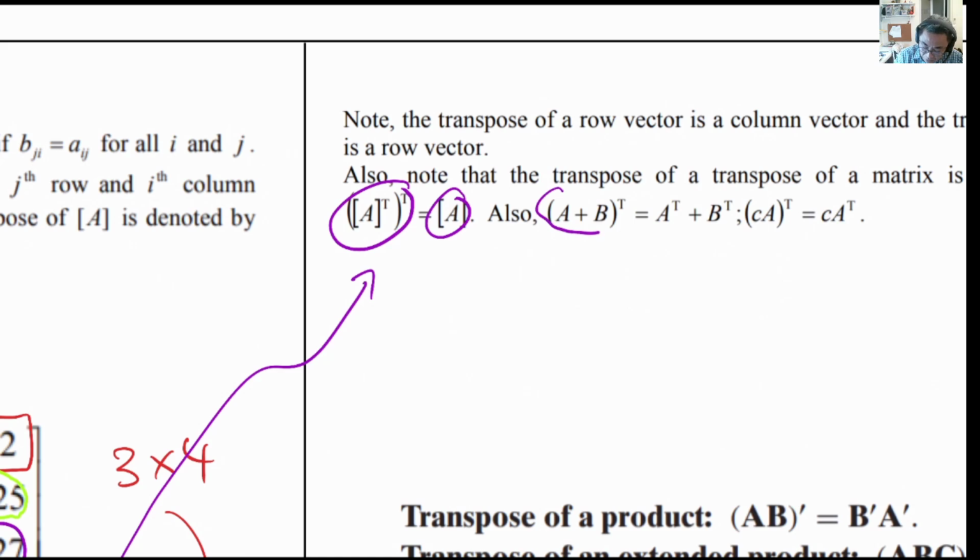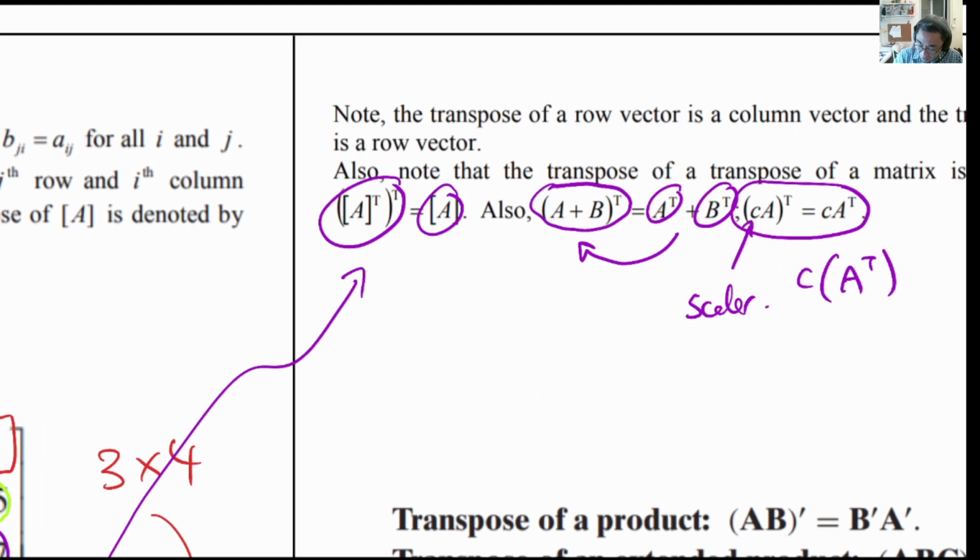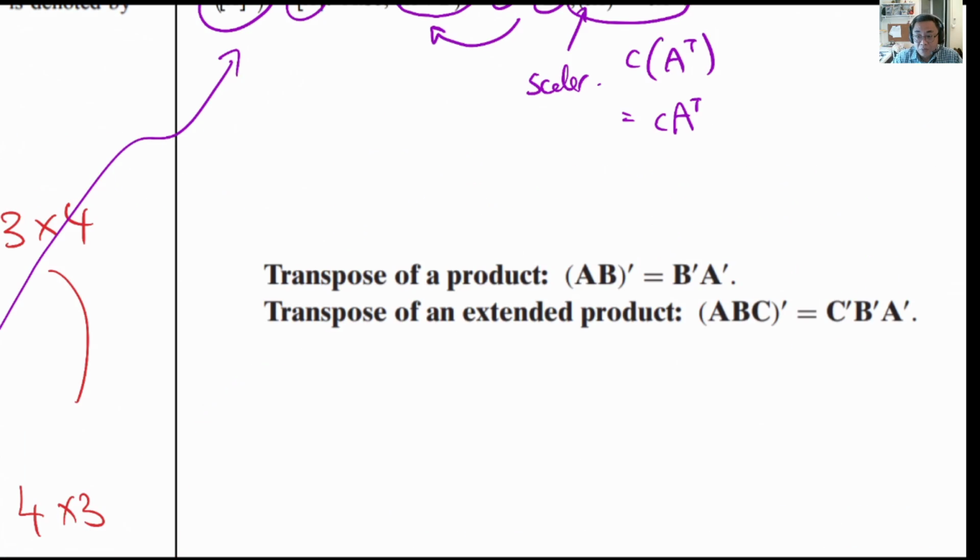What about the operation of A plus B bracket transpose? The transpose is distributed. That means we can open up the bracket and perform A transpose plus B transpose, which is the same as A plus B bracket transpose. What about the last one? C, where C is a scalar. Here, the scalar can be moved out. Basically, C A transpose is the same as C times A transpose. We are not going to prove these properties, but you should know them by heart.